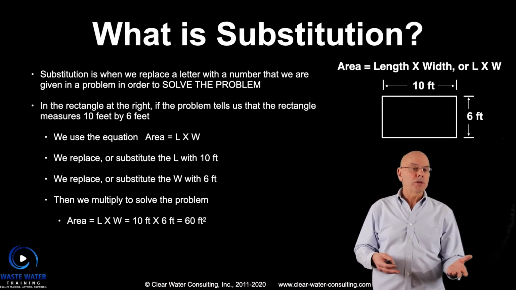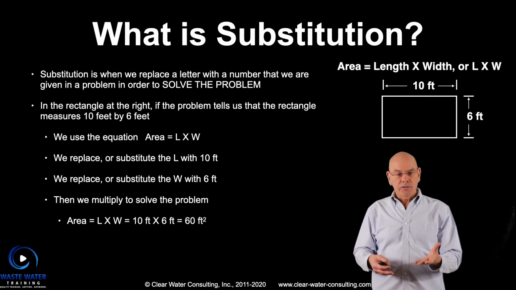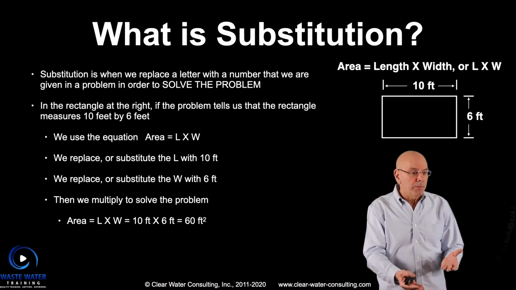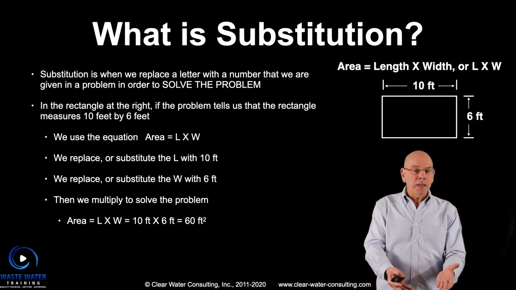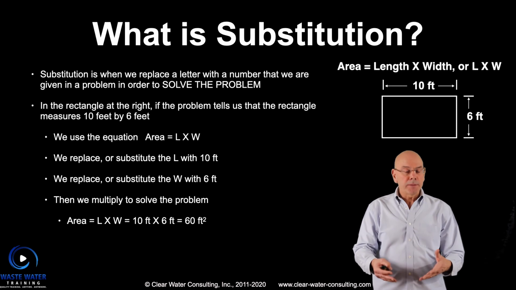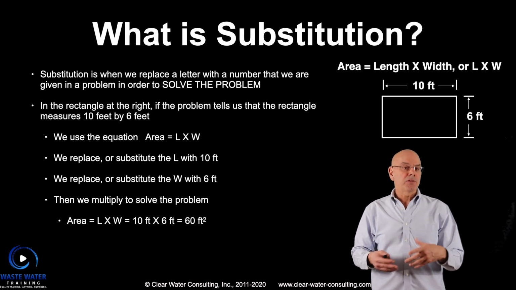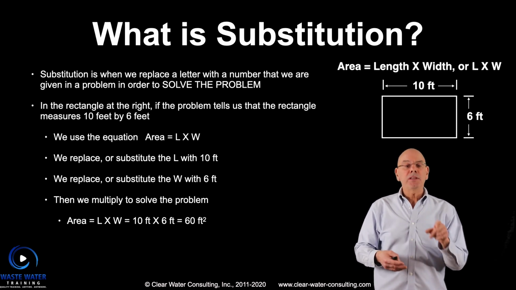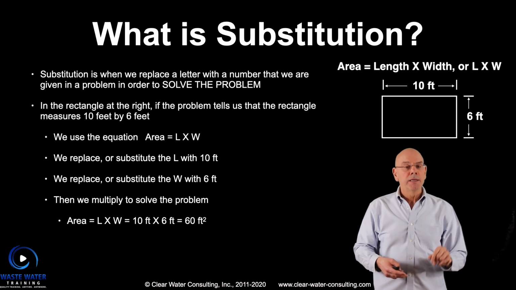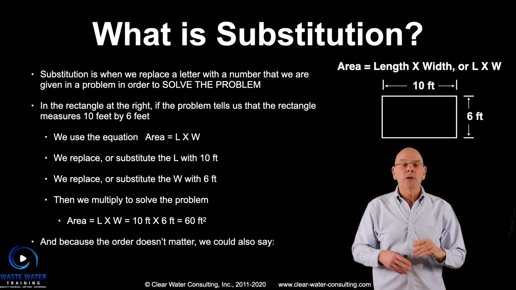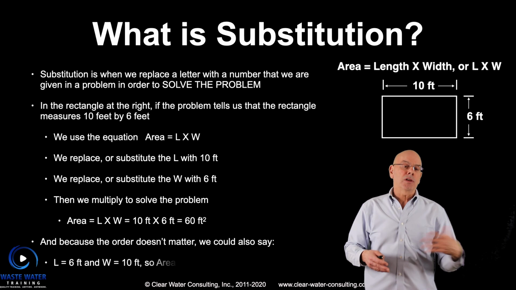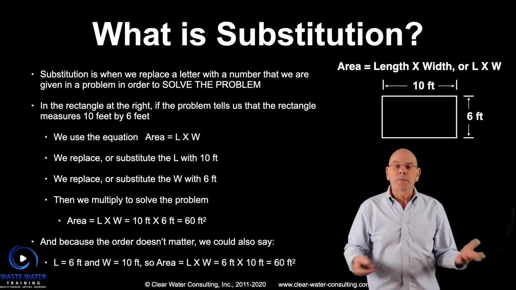Using substitution, we'll say the L is 10 feet, the W is 6 feet. We put those in place of the variables. We multiply them together. Multiply the 10 times the 6 to get 60. And we multiply the feet times the feet to get feet squared. Right? Because the order doesn't matter, we could also say 6 feet times 10 feet. And we're going to come up with the same answer.